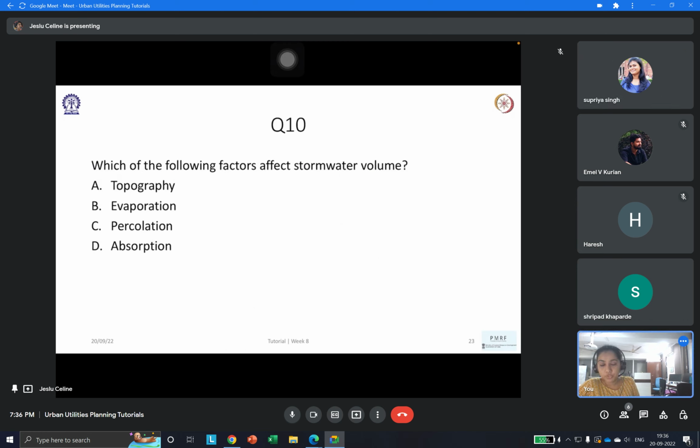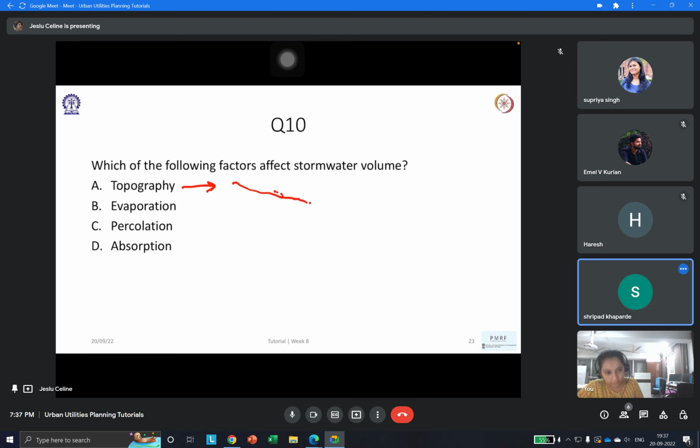Which of the following factors affect stormwater volume? Topography, evaporation, percolation, absorption. All factors affect. No, topography. Why does topography affect? Let's reason it out. There is a slope, because it depends on slopes, the catchment area.